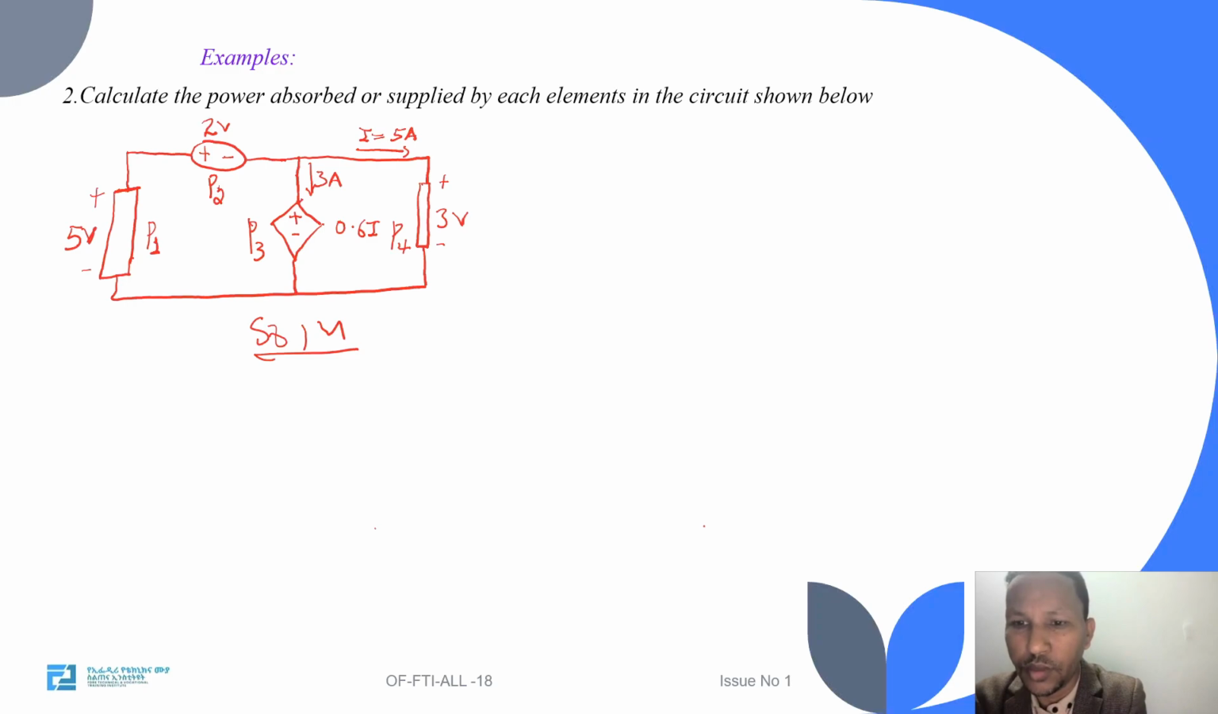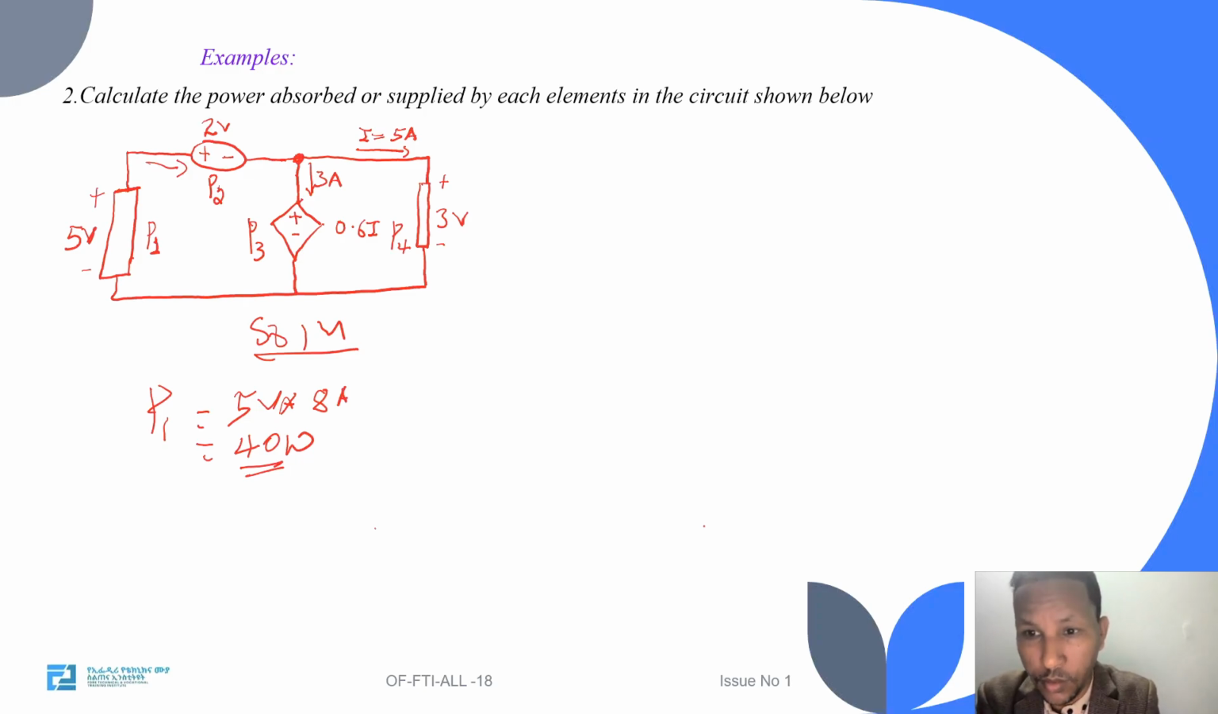Okay, so when you come to P1, you can consider this point using the current which is flowing in P3 and P4. So P1 is given by 5 volt. It is positive. P1 is 5 volt times the current in this direction, which is 3 plus 5 ampere, which is 8 ampere. So 5 times 8 is 40 watt. It is 40 watt, and it is positive because the current is leaving the positive terminal, so it should be negative. Sorry, it should be negative.